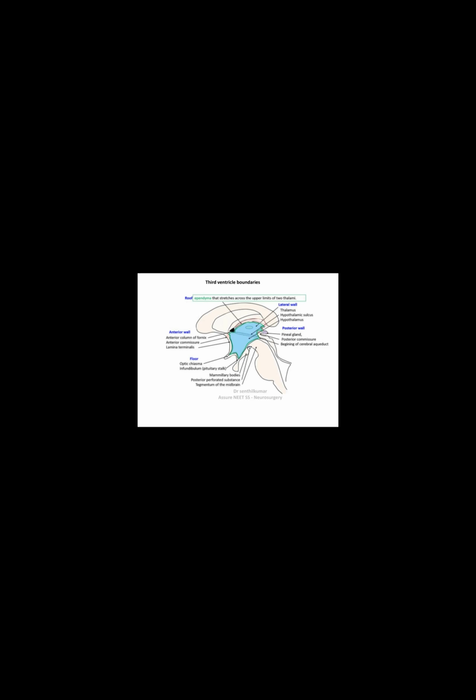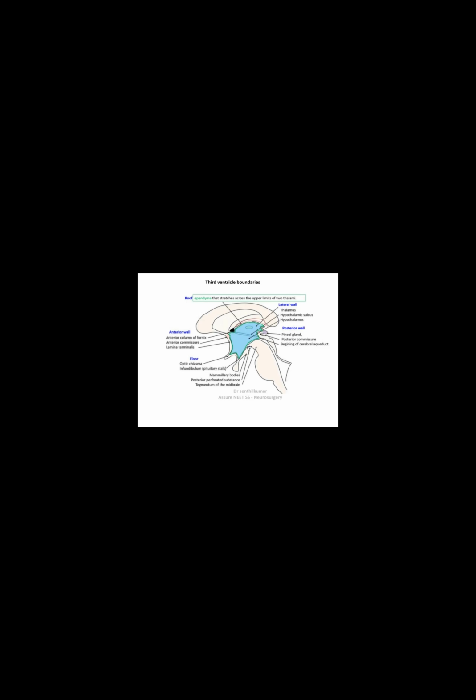The anterior wall is formed by the anterior column of the fornix, anterior commissure, and lamina terminalis. So lamina terminalis forms the anterior wall of the third ventricle. The structures which form the floor of the third ventricle are optic chiasm, pituitary stalk, mammillary bodies, and a part of the tegmentum of the midbrain. So they will ask three out of four options. They will put three, and then they will put some other option. Usually they will ask MCQs in this topic in this way only.